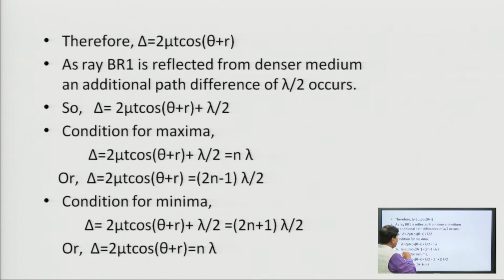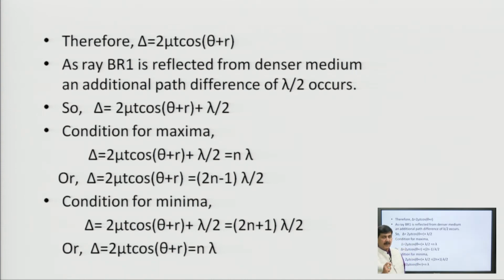At the point of contact, that is at the edge, t will be 0. So the path difference will be lambda by 2, which means the edge, at the point of contact, will always be dark. Thereafter, we can see dark and bright fringes. Using this path difference, we can determine the condition of maximum intensity or brightness and minimum intensity or darkness.